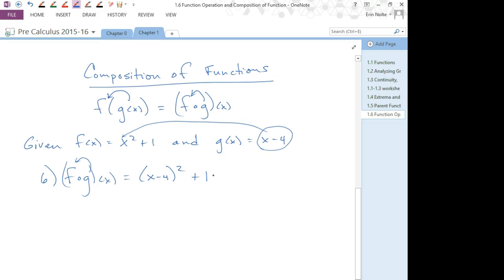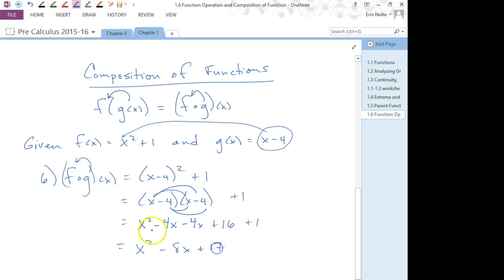Can I leave it like that? We should FOIL that out. So to FOIL it, I would have x minus 4 times x minus 4 plus 1. So it's x times x. What's x times negative 4? Negative 4 times x is negative 4x. Negative 4 times negative 4 is 16. So if we combine our like terms, we would get x squared minus 8x plus 17.